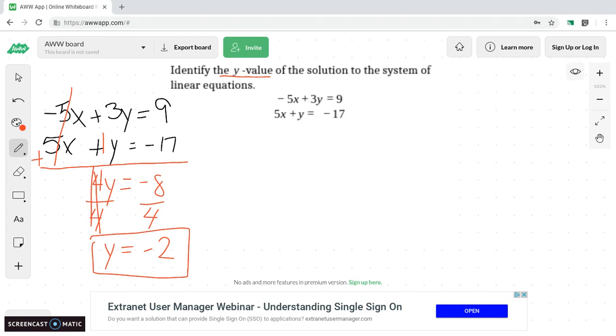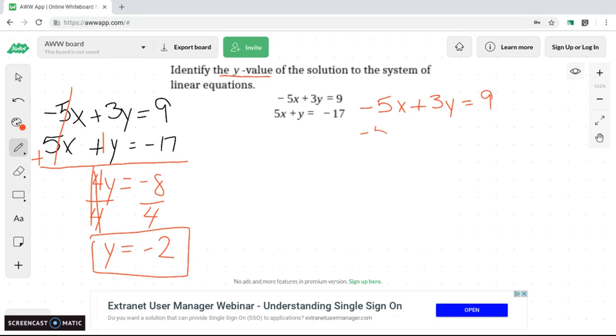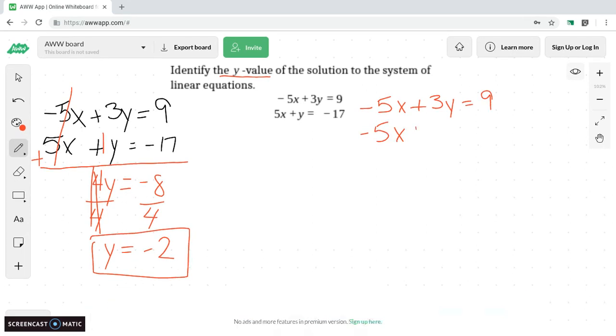I do want to go ahead and find the x value real quick because sometimes you're going to have to find the x value as well. So all I want to do is choose one of our equations. It does not matter which one. I'm going to choose the top one because they look like smaller numbers. So we have negative 5x plus 3y equals 9. And we know y is negative 2. So we're going to go ahead and plug negative 2 in for y.